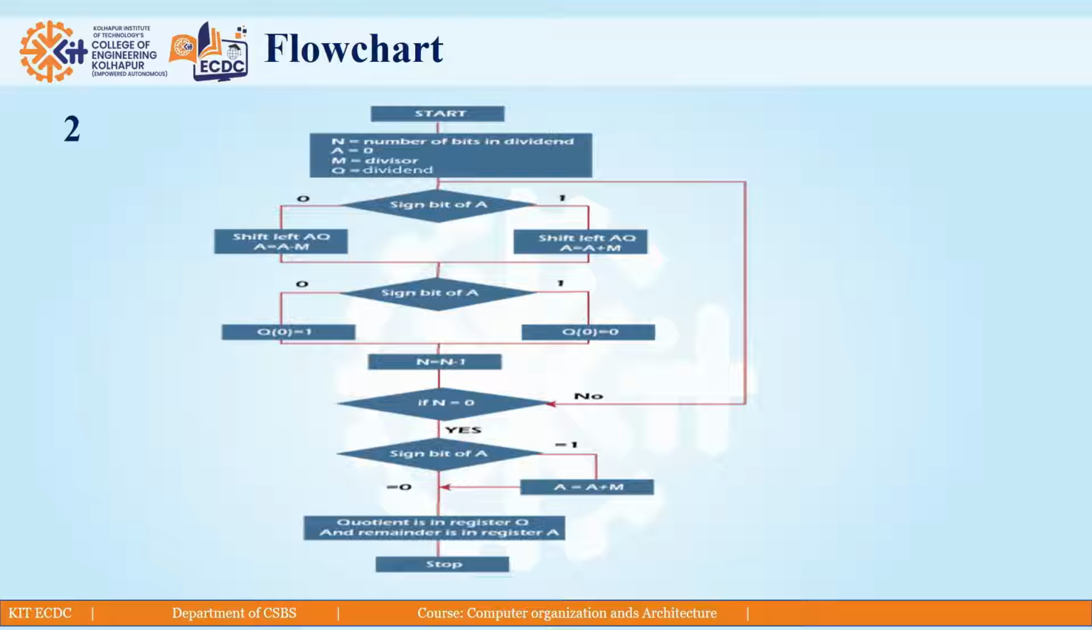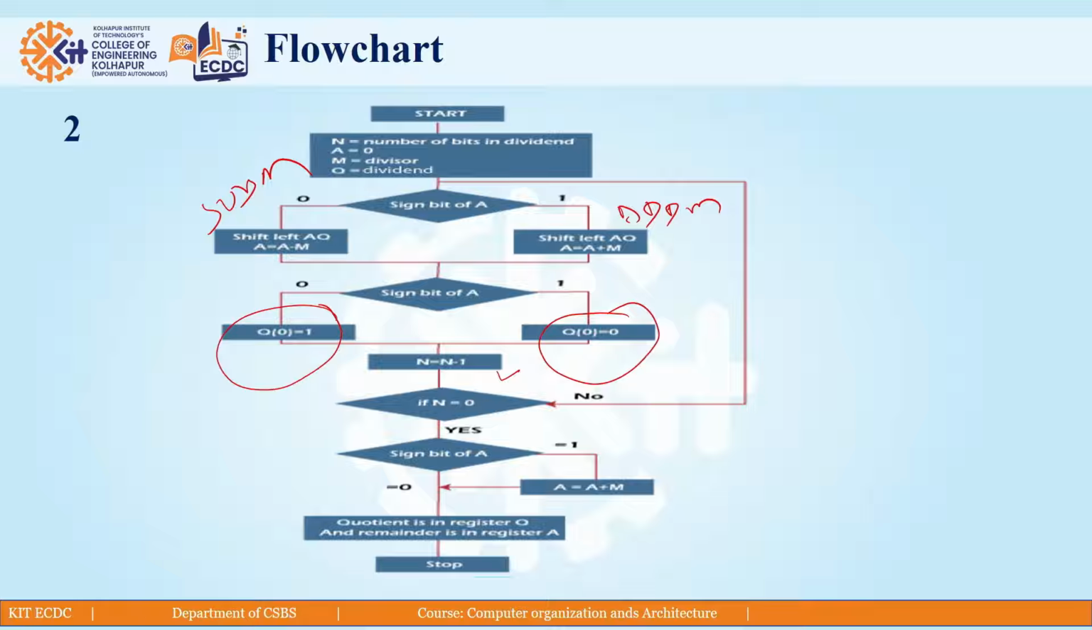After that we are going to check the sign bit of the accumulator. If it is 0, we are doing the sub M operation. If it is 1, we are doing the add M operation. Here we are doing the sub M operation. Again we are going to check the sign bit of the accumulator one more time: if it is 1, Q of 0 is loaded with 0, and if it is 0, Q of 0 is loaded with 1, and every time the counter is decremented by 1.